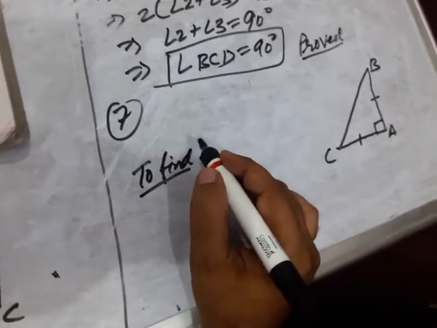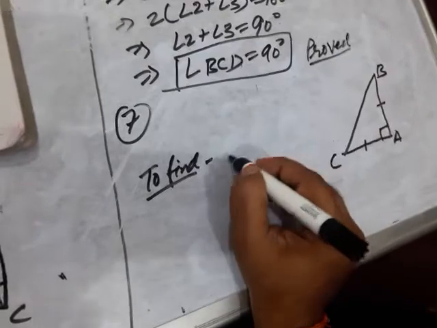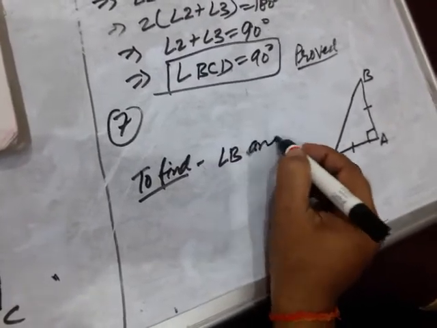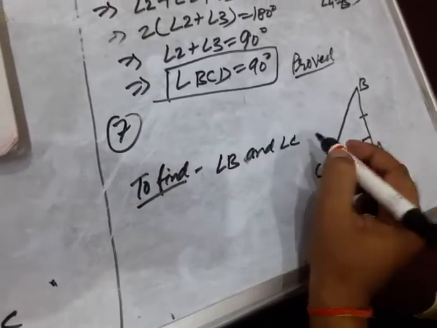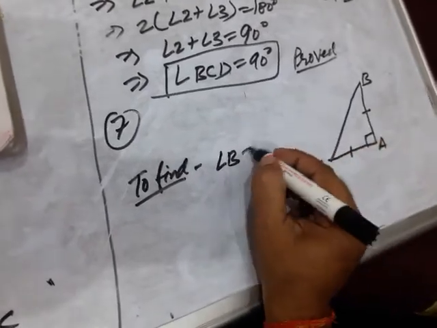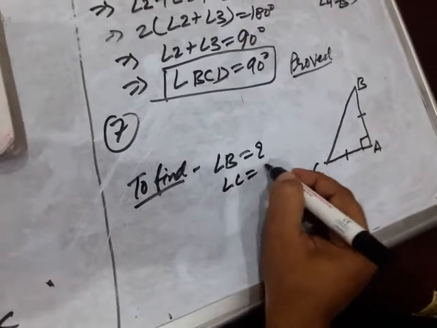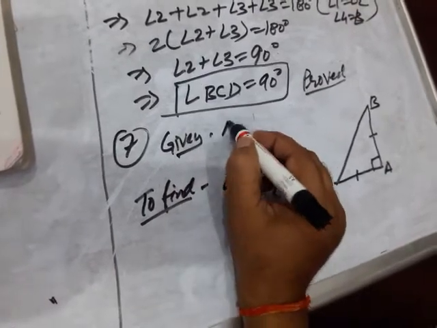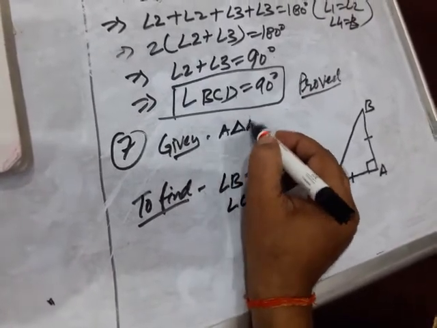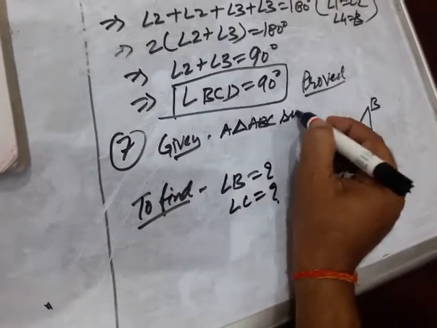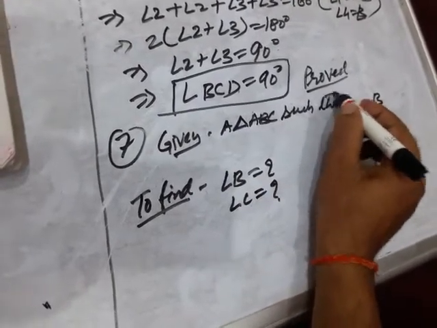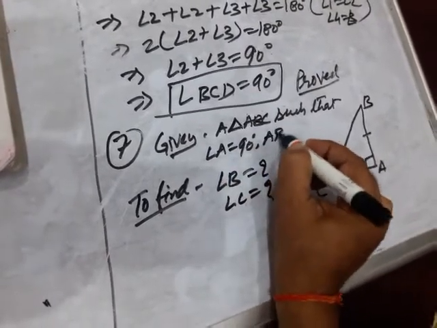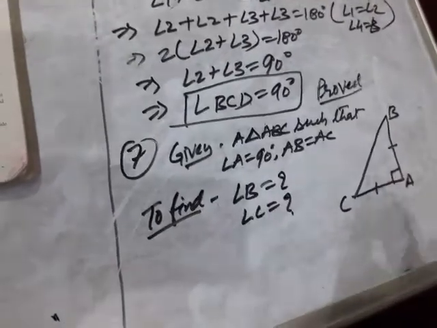What we have to find? We have to find angle B and angle C. Means what is the degree measure of angle B and what is the degree measure of angle C? What is given over here? Given a triangle ABC such that angle A equal to 90 degrees, AB equal to AC, to find out.